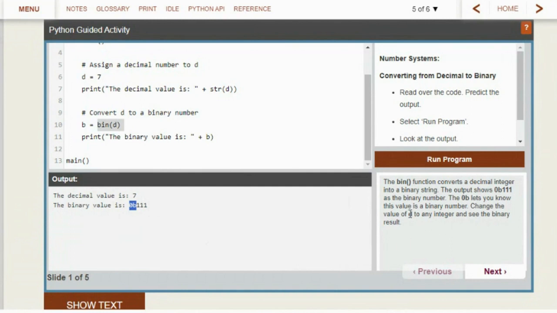All right, it says change the value of D to any integer and see the result. All right, let's say it's going to be 60. Let's run the program. If it's 60, it's the binary number 0B111100. That's 60. How about just the number 2? 10. How about something fun like 2,159,620? Can we print that in binary? Oh, yeah.